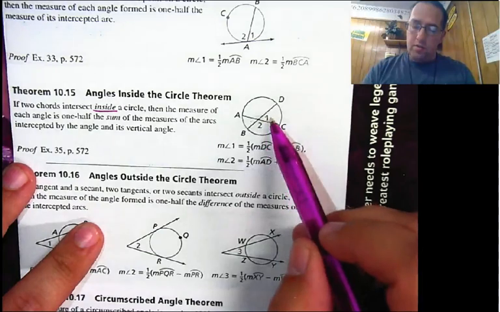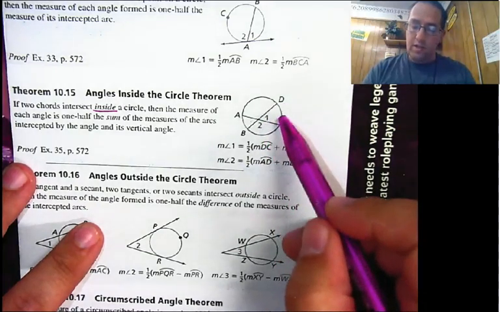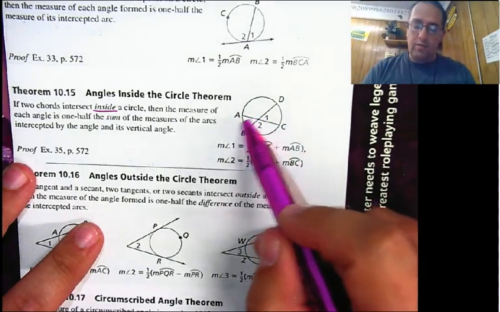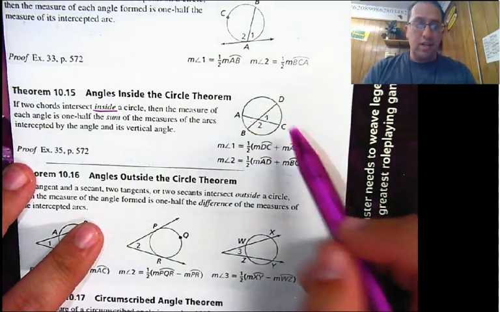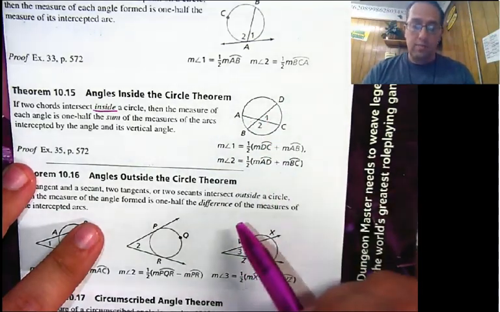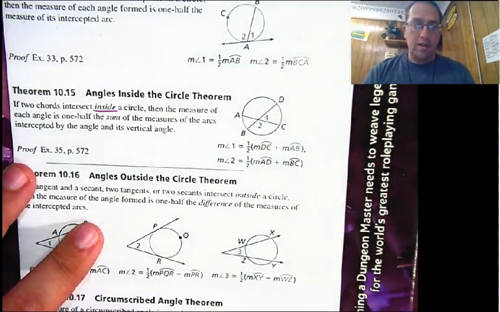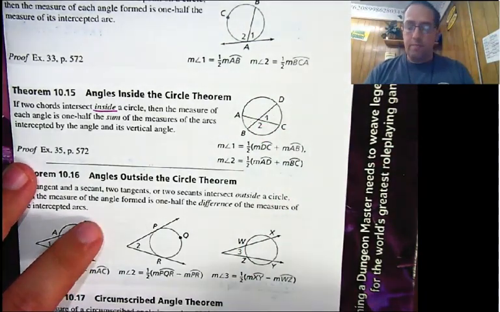Okay, so the side that it's facing, right, that arc that it's facing, and the one behind it, the one on the vertical angle to it, you take those and you average them up, basically. Add those two up, divide by 2, that's the measure of this angle. Add these two up, divide by 2, that's the measure of that angle. All right? Not too bad.